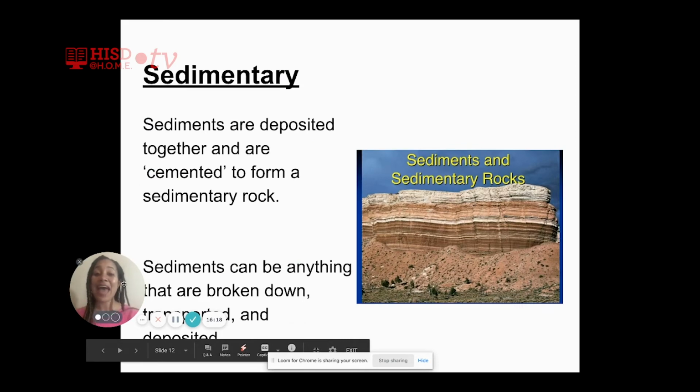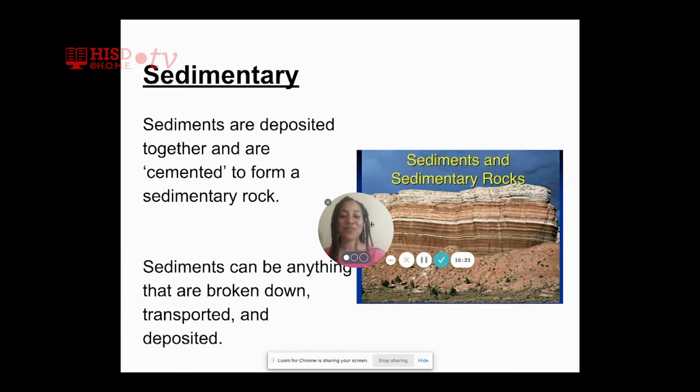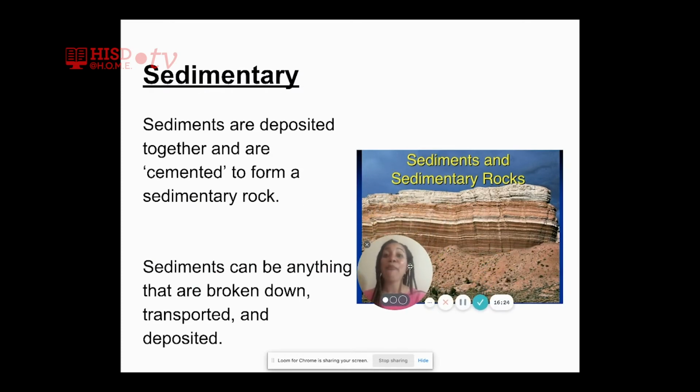Our last rock that we're going to discuss today is sedimentary rock. Sediments are deposited together, and once they are cemented, they form sedimentary rock. The key here is they have to be cemented. They kind of have to be glued together. That's what cemented means in a very basic form. Once we do cement our sediments, then we are able to create sedimentary rock. Sediments can be anything that can be broken down, transported, and deposited.